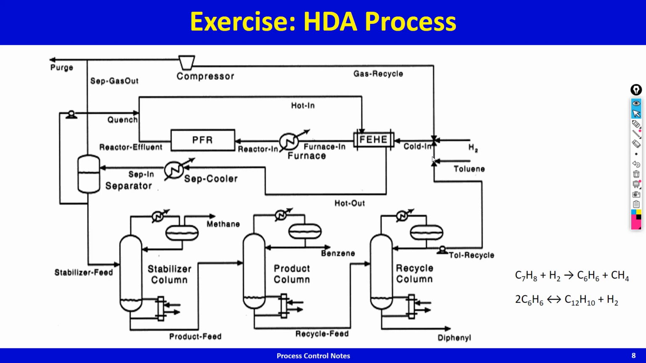So at the very least, you should be able to devise a plant-wide control structure with total toluene as the throughput manipulator. Then with furnace duty as the bottleneck, and maybe the recycle column floods, so recycle column flooding as the bottleneck. So devise these three control structures. I am not going to discuss the solution. It should be obvious, very similar to the Cumin process.